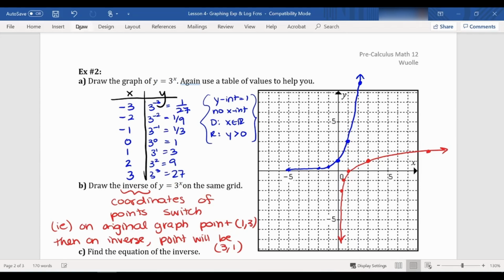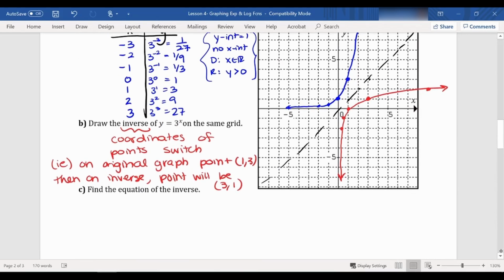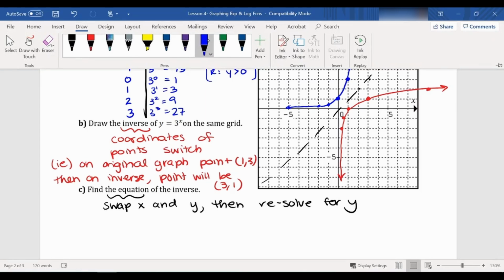So if you recall from way back in chapter 1, an inverse was a reflection across the line y equals x. So you can see this looks like a mirror image. If we wanted to find the equation of the inverse, we needed to swap x and y, then resolve for y. So our original equation was y equals 3 to the power of x.